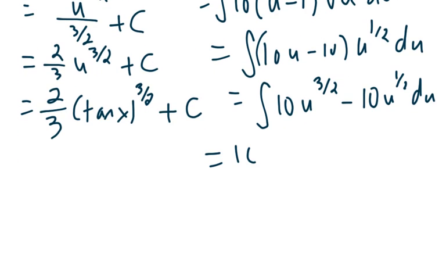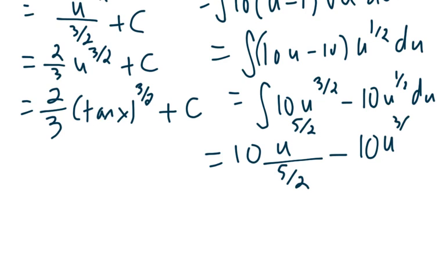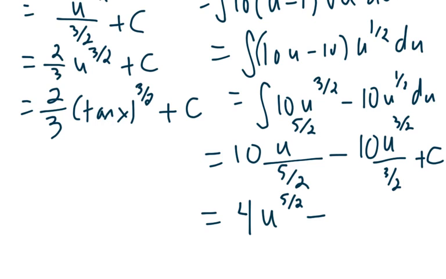Okay, so when you integrate, you add 1 to the power. So 3/2 plus 1 makes 5/2. Divide by the new power. Same thing with this one. 1/2 plus 1 makes 3/2. Divide by the new power, plus c. Okay, so 10 divided by 5/2 is 4u to the 5/2 minus 10 divided by 3/2 is 20 over 3 u to the 3/2 plus c.